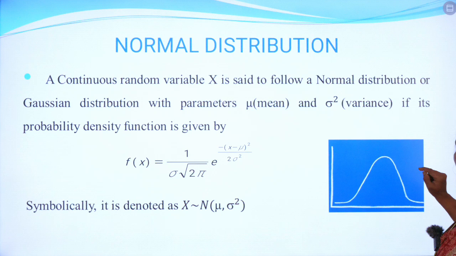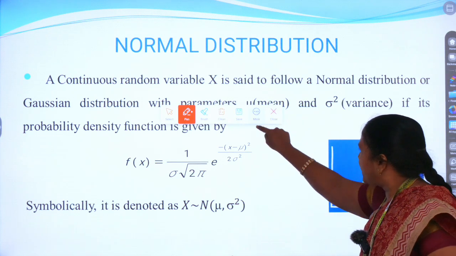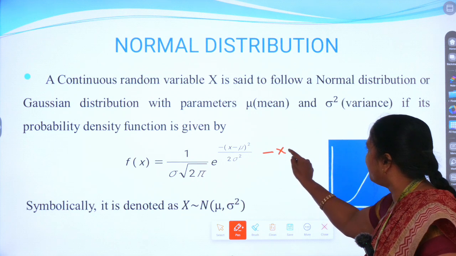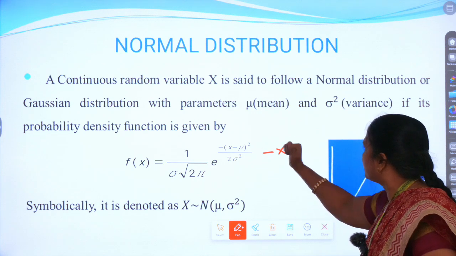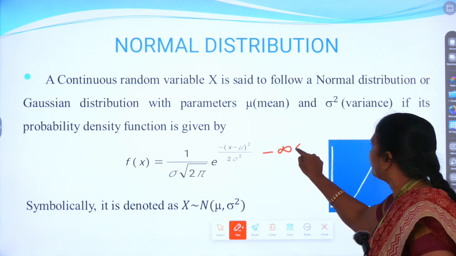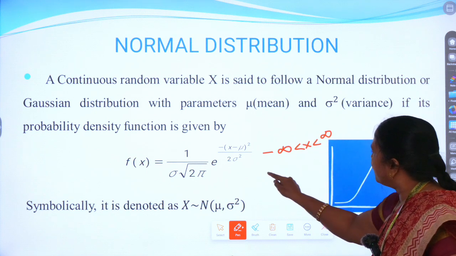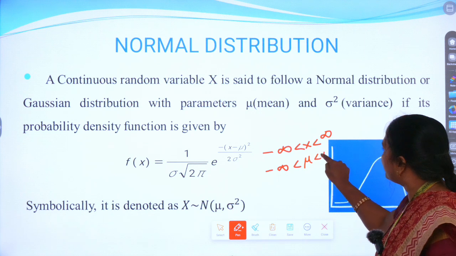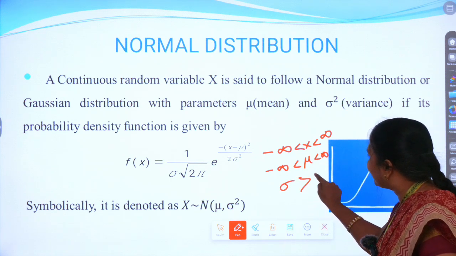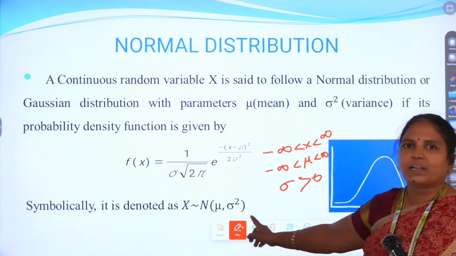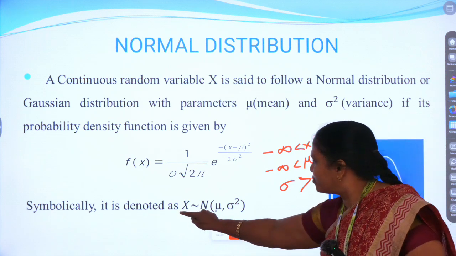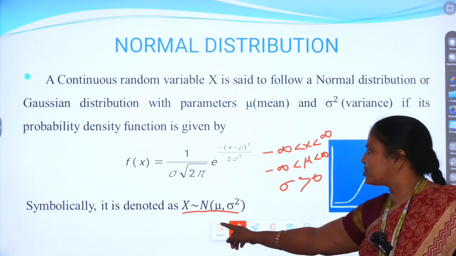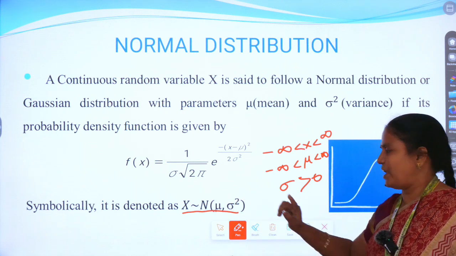where the range of x is from minus infinity to plus infinity, and the range of mu is also from minus infinity to plus infinity. Sigma is always greater than 0. So this is the representation of normal distribution. We can represent it as x follows the normal distribution with the mean and the variance.